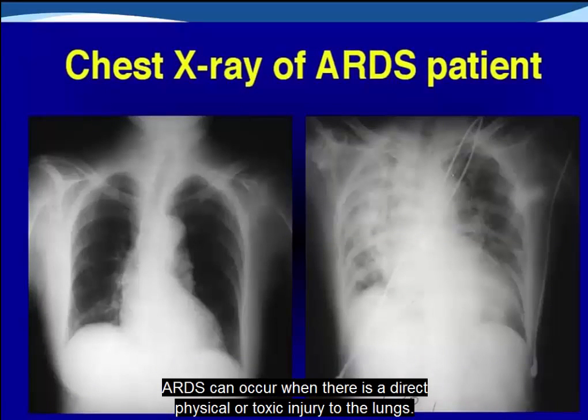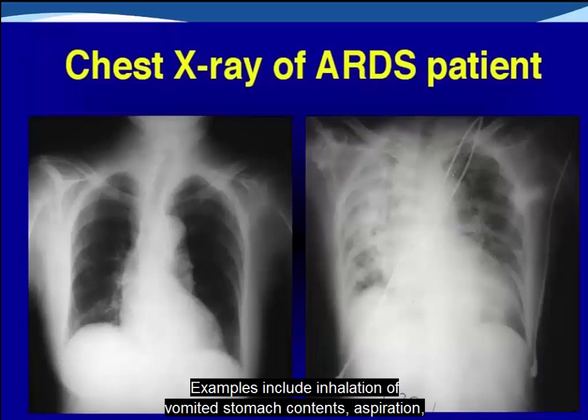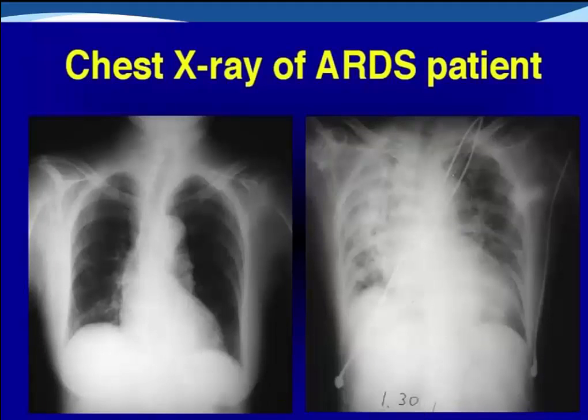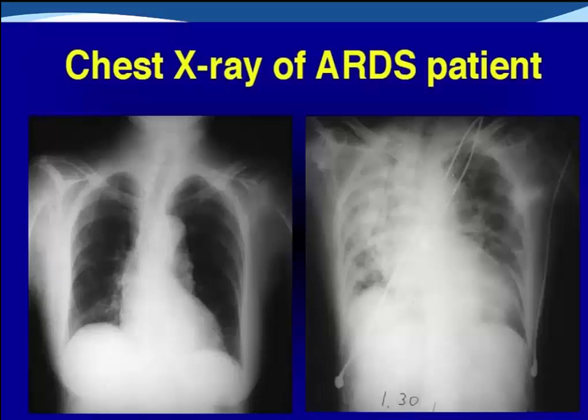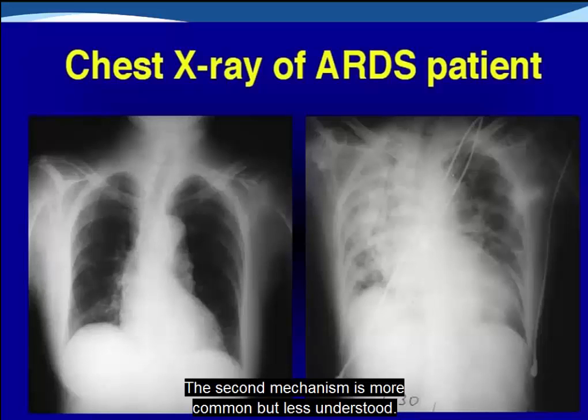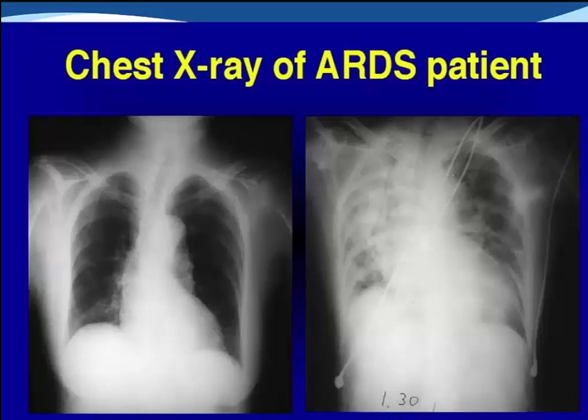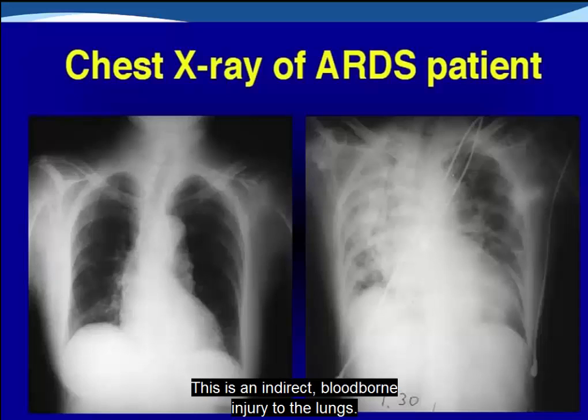ARDS can occur when there is a direct physical or toxic injury to the lungs. Examples include inhalation of vomited stomach contents, aspiration, smoke or other toxic fumes, and severe bruising of the lungs that usually occurs after a severe blow to the chest. The second mechanism is more common but less understood. This is an indirect blood-borne injury to the lungs.